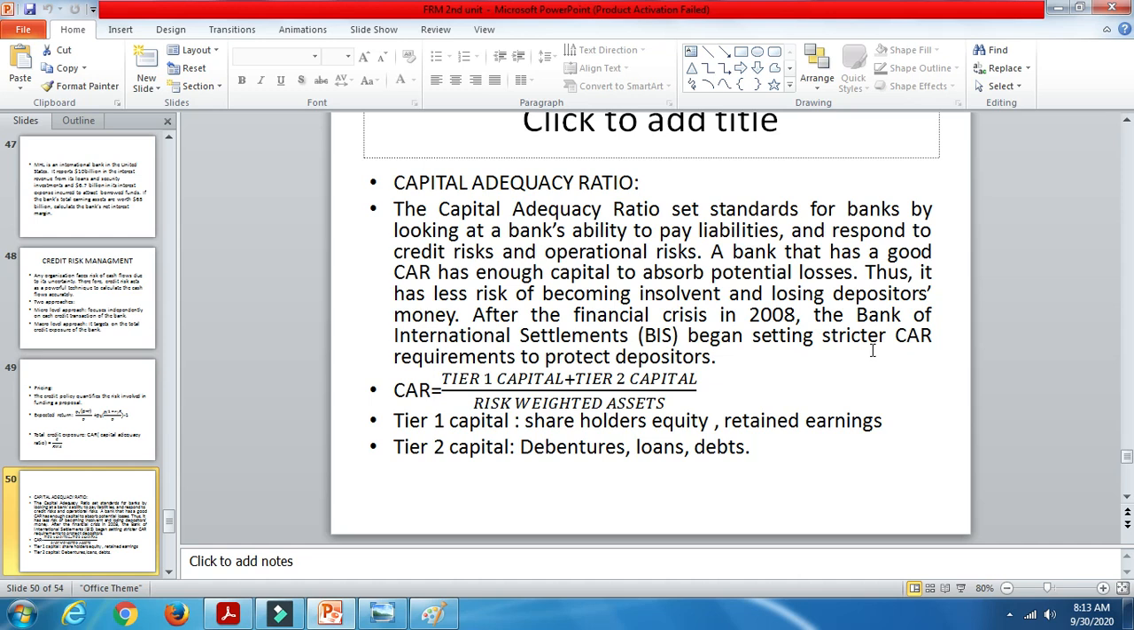So what is the capital of the bank? Basically, all the methods we are discussing are about risk management in banks. VaR, CAR, and this is another CAR, cash flow at risk, while this is capital adequacy ratio. Don't get confused over here.